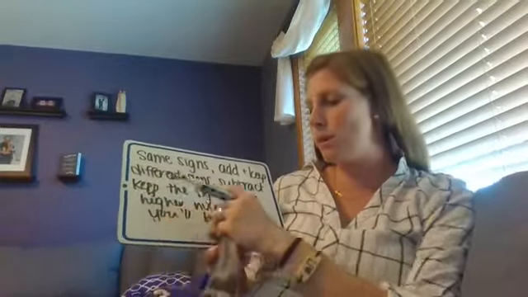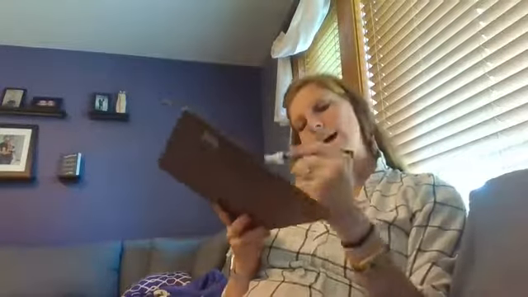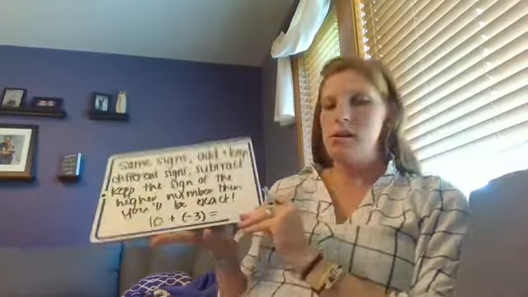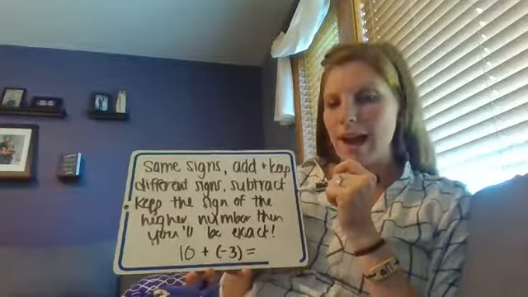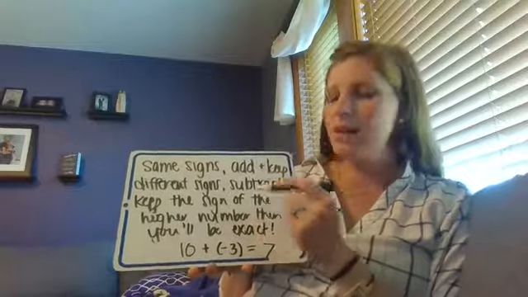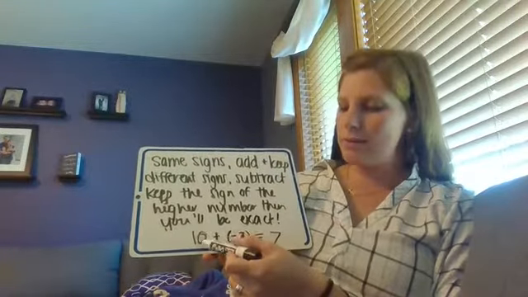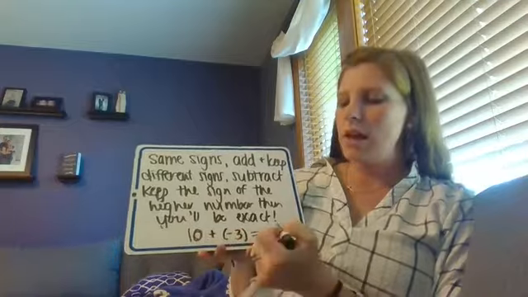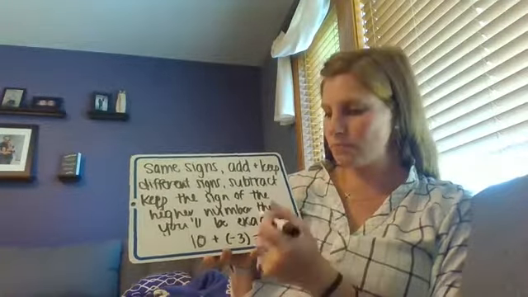Let's do one more with different signs. For example, we may have something like 10 plus -3. Again, signs are not the same. Signs are different. So we're going to subtract. 10 minus 3 is 7. Keep the sign of the higher number. In this case, the number with the greatest absolute value is actually +10. And so my answer on this one is going to be +7.